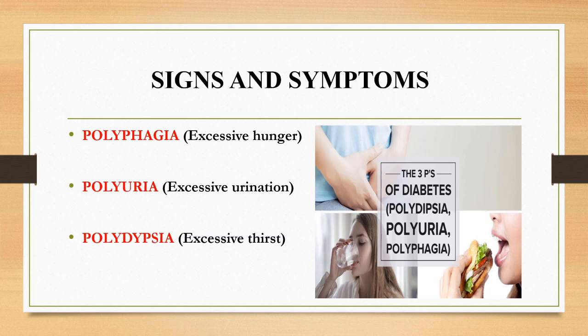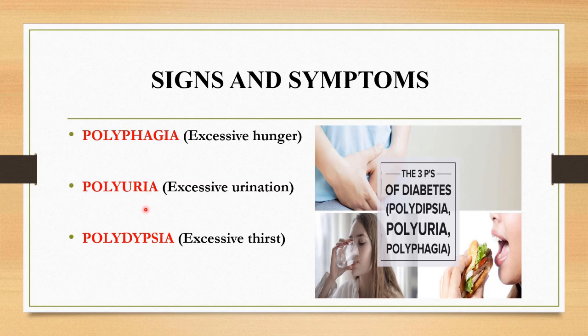Let's discuss the signs and symptoms of diabetes mellitus. You have to keep the 3 P's in your mind. The first one is polyphagia, the second one is polyuria, and the third one is polydipsia. Polyphagia means excessive hunger. Here the blood has more sugar, but due to the absence of insulin, it is not entering the cells to be converted into energy. So the person will always be in excessive hunger.